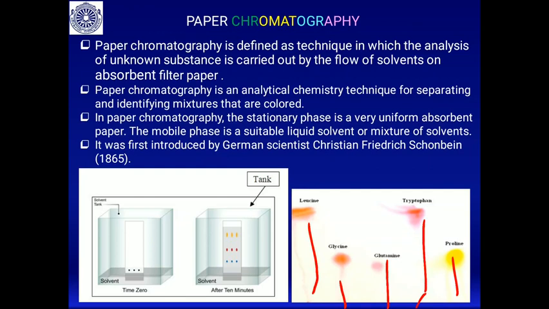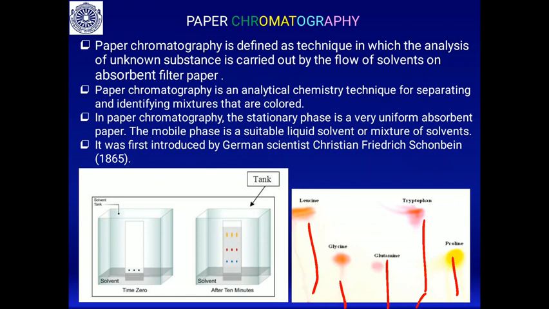So paper chromatography is an analytical chemistry technique, which you might have studied in your chemistry, for separating and identifying mixtures that are colored, or else we can use color later and identify exactly in which part of the paper they get separated. For example, if it is an amino acid mixture, we can spray ninhydrin solution, and it gives different colors for different amino acids, and we can locate the presence of these amino acids.